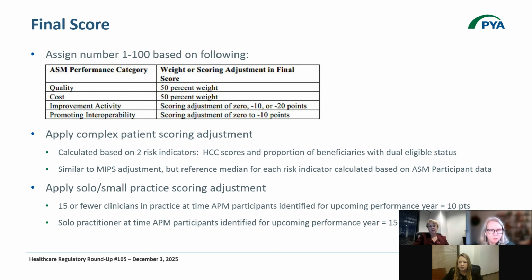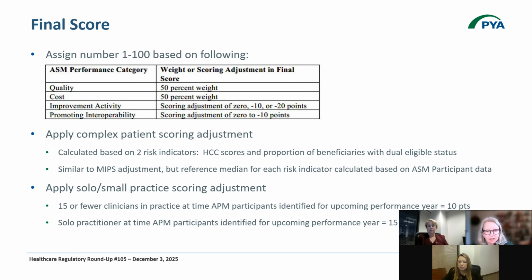Then we do make some adjustments because different doctors have different patient panels. We're going to apply a complex patient scoring adjustment that's going to be based on HCC scores, as well as the number of dual eligibles in your patient population. And similar to a MIPS adjustment, we will reference the median for each risk indicator calculated for the ASM participant data. So again, we're comparing you to the ASM participant group as opposed to the entirety of all MIPS participants.